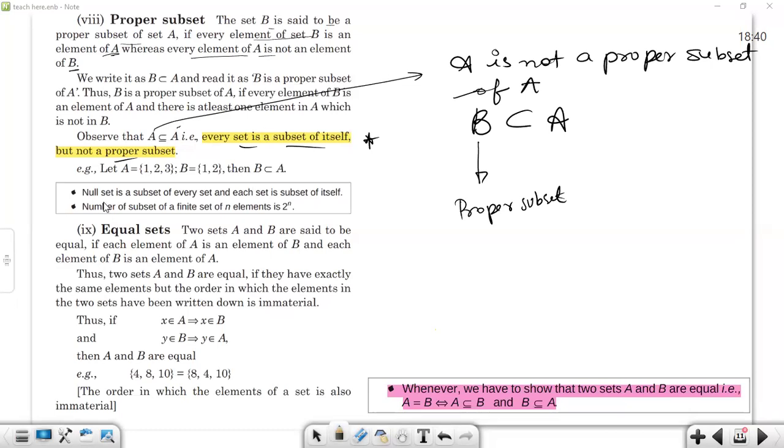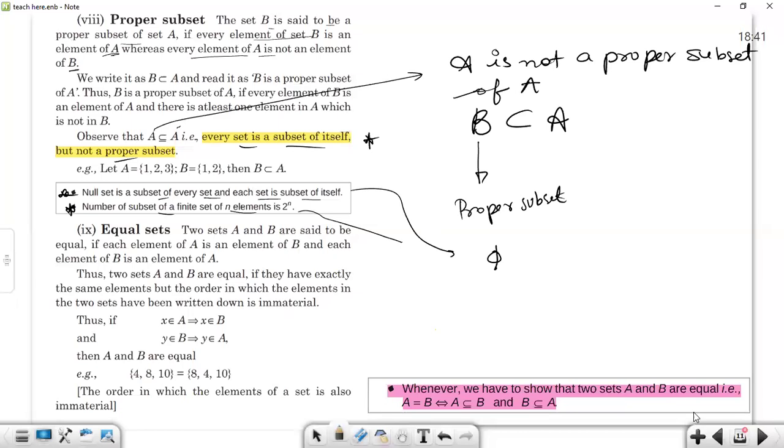Okay. Null set is a subset of every set and each set is a subset of itself. Null set is what? Empty set. It is a subset of every set because it is like emptiness. So it's just a point to remember. You'll come to understand it later on when you use it multiple times and think deeply about it. Number of subsets of a finite set of n elements is 2 raised to power n.